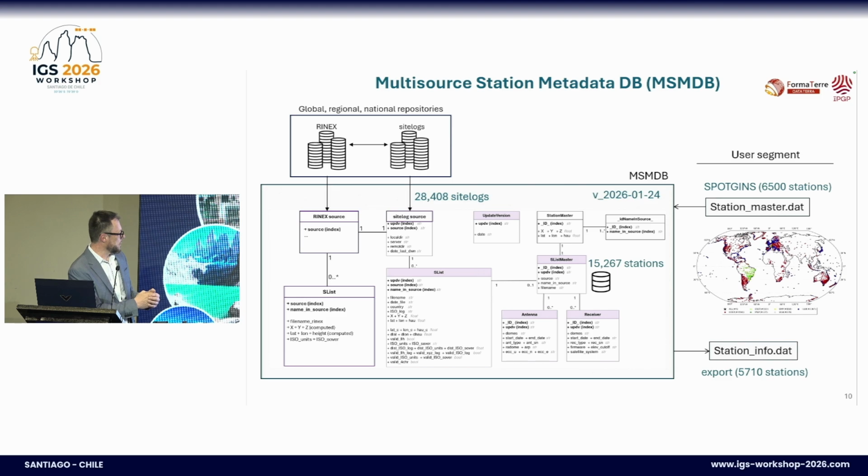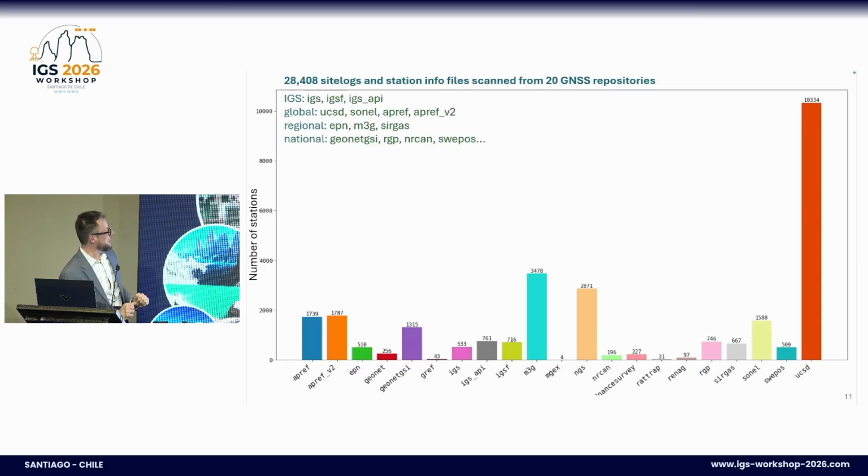To solve one of the main issues I mentioned, the approximate coordinates, we also download a subset of RINEX files, and we compute the coordinates. We are sure that the RINEX files are associated to the site logs because we take them from the same repository. So we have accurate coordinates, which we use in the database. This is just a few statistics of what we currently have: nearly 30,000 site logs downloaded from 20 sources, 20 repositories. The biggest one is UCSD with more than 10,000 site logs.